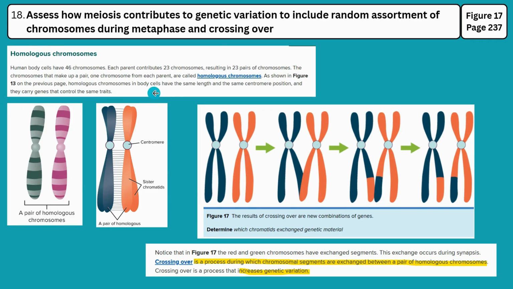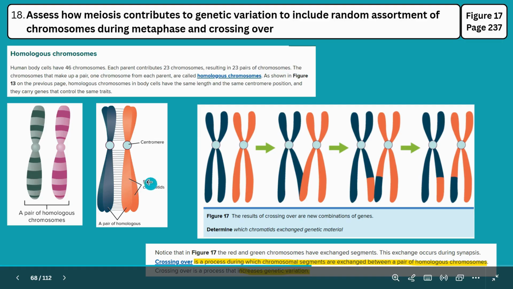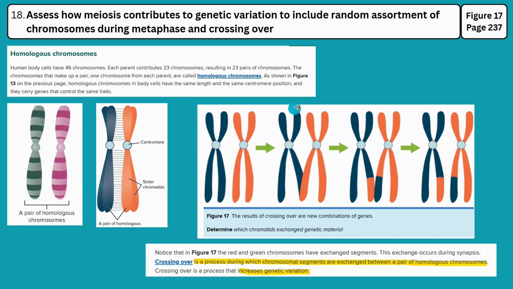Homologous chromosomes in body cells have the same length and the same centromere position. They carry genes that control the same traits. So these are homologous chromosomes. The centromere is in the same position, and they can be divided into sister chromatids. Here you can see the homologous chromosomes.